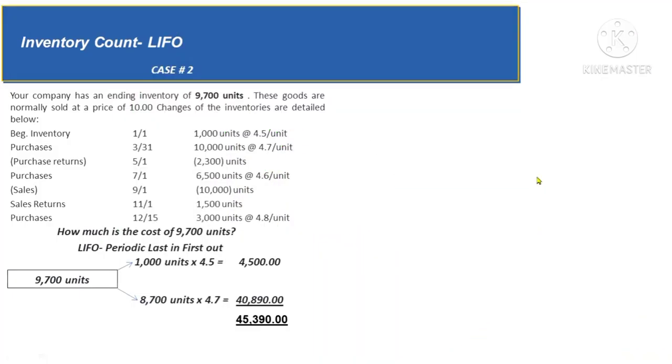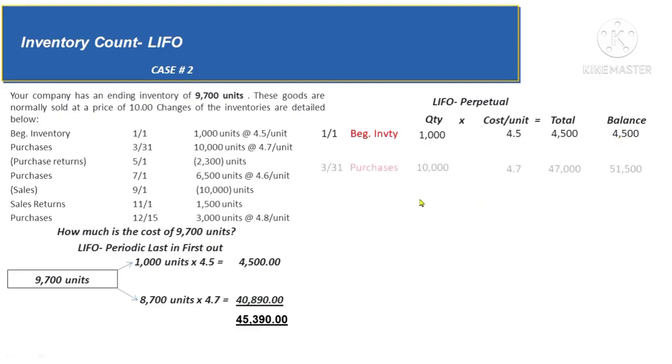So let's proceed to LIFO perpetual, and let's start with the beginning inventory, which is 1,000 units times 4.5 per unit. So we will have a balance and a running balance of 4,500. Now, let's go to the 331 purchase, which is 10,000 units times 4.7. We have a total of 47,000 and the running balance is now 51,500.